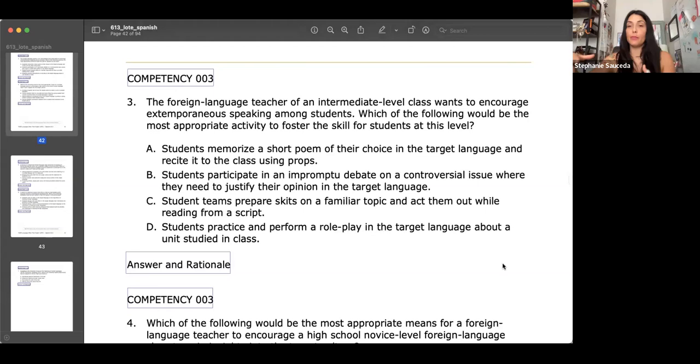It's not out of reading. They use your knowledge of the beginner, novice level, more to encourage a high school student at the novice level. Culture. Let's look at keywords.